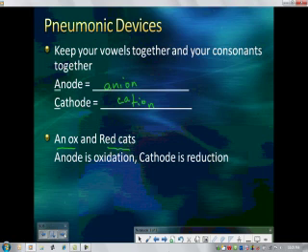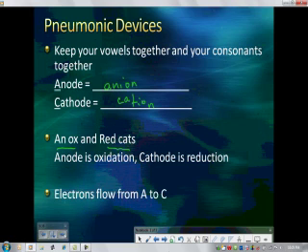So, on McDonald's farm, he had an ox because we know the anode is oxidation. Anode is oxidation, so an ox. And cathode is reduction, red cat. That's what I got on my farm too, an ox and a red cat. And look at electrons, they flow from A to C, in alphabetical order. We got it. This is easy.